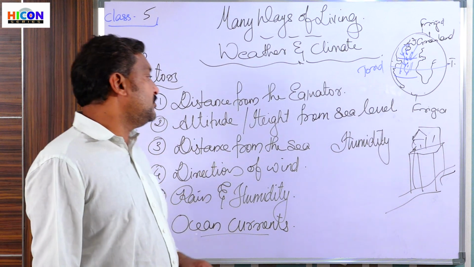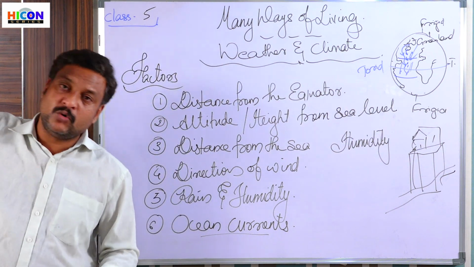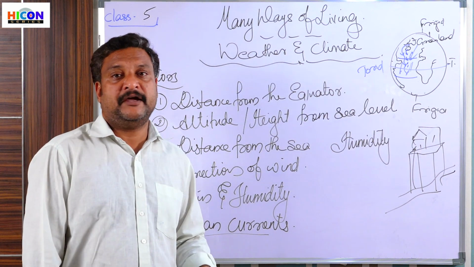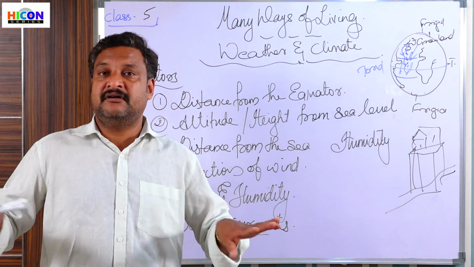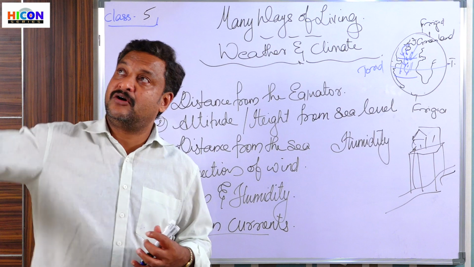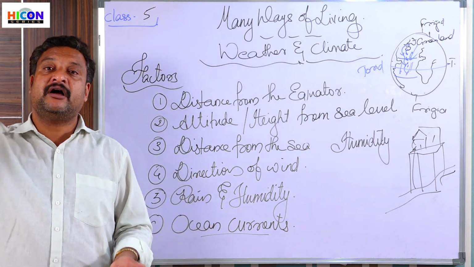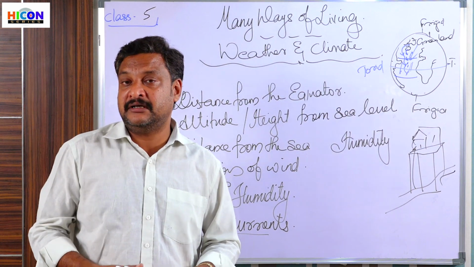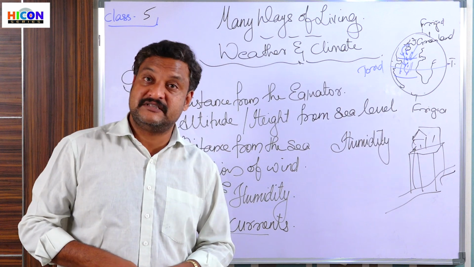Second, altitude or height from the sea level. The higher we go, the cooler it becomes. The plain land areas around sea level will be comparatively warmer or hotter than places at a high altitude. Even during summer, places at a high altitude will have a cooler climate, and that is why hill stations are very famous during the summer season.